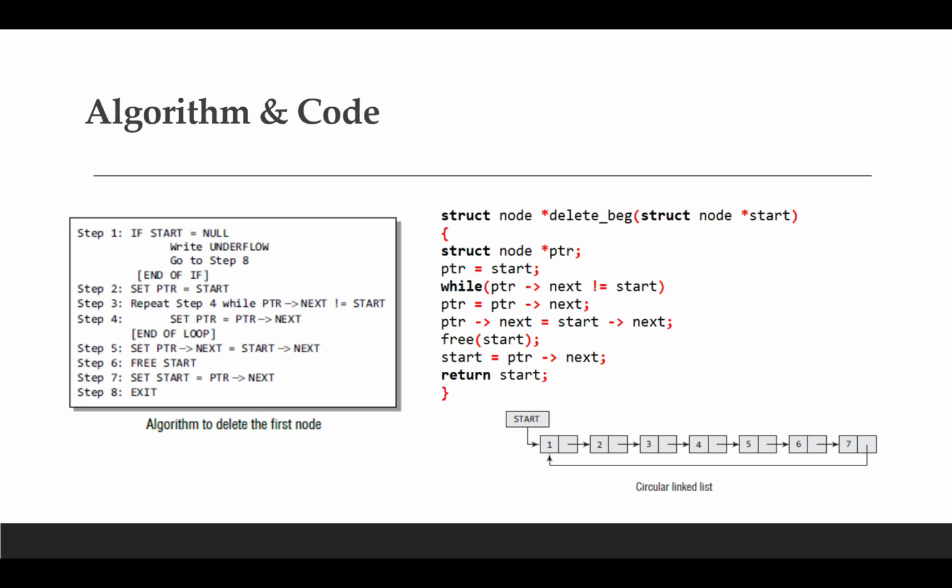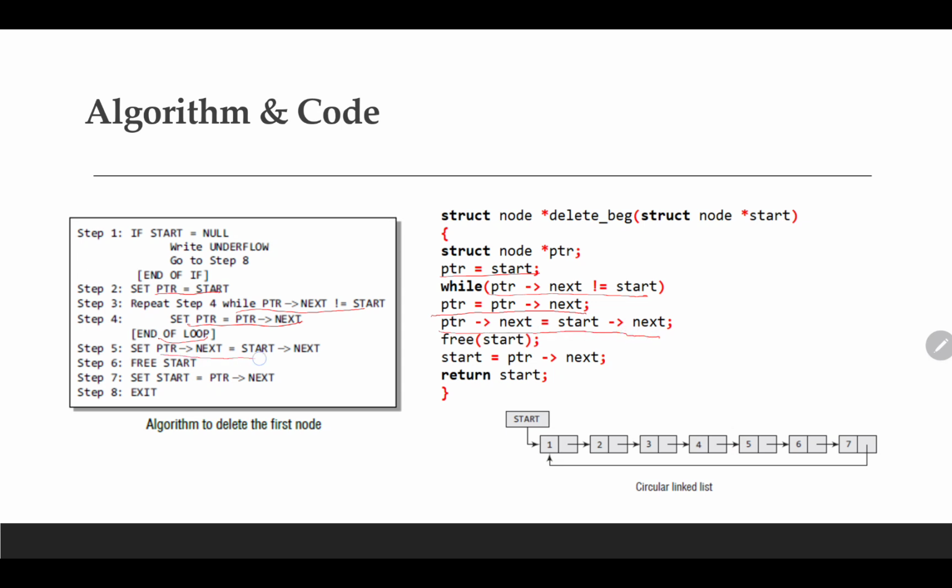Now the algorithm and the code. This is the algorithm for deletion of a node at the beginning. When doing deletion, we have to check the underflow condition. Then, as you can compare, it is the same: first we assign ptr = start. Then we check the condition ptr->next is not equal to start. If true, we execute ptr = ptr->next. Once it becomes false, we execute ptr->next = start->next.